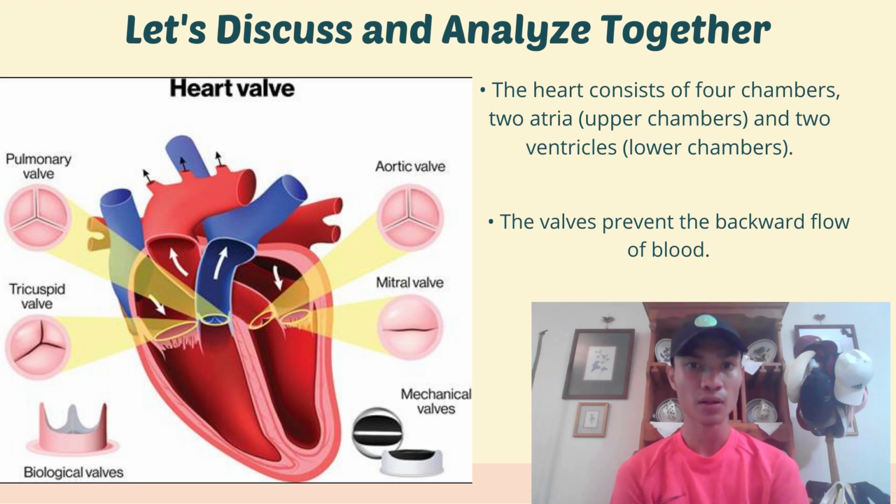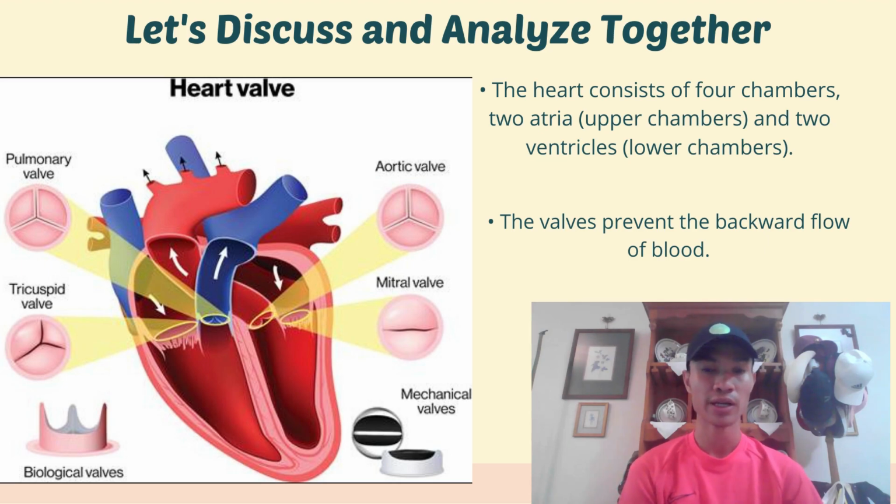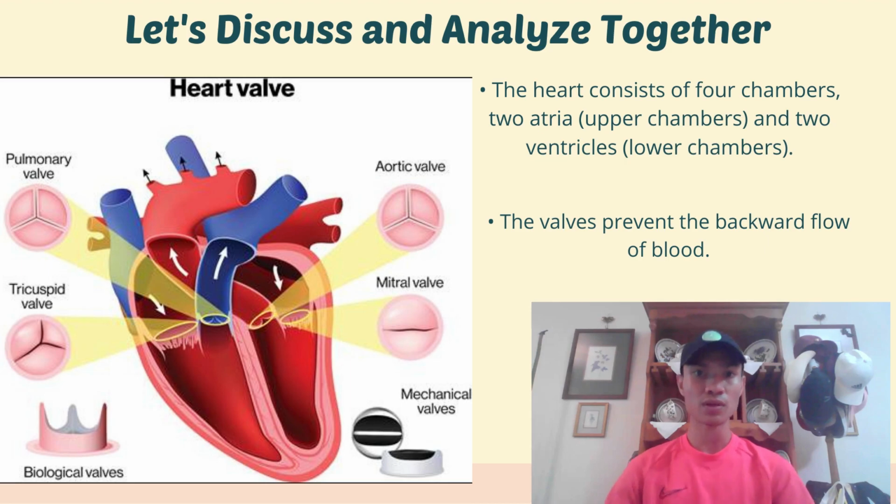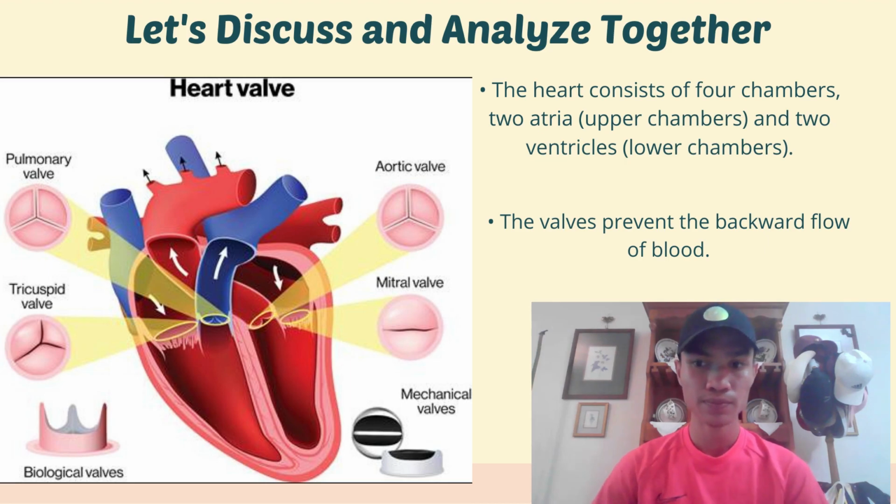The heart valves can be divided into four. The first one is the pulmonary valve, the second one is the tricuspid valve, the third one is the aortic valve, and the fourth is the mitral valve.